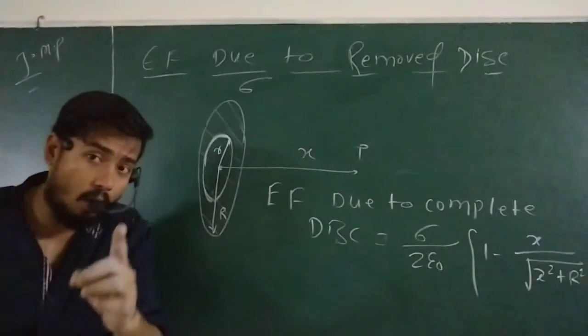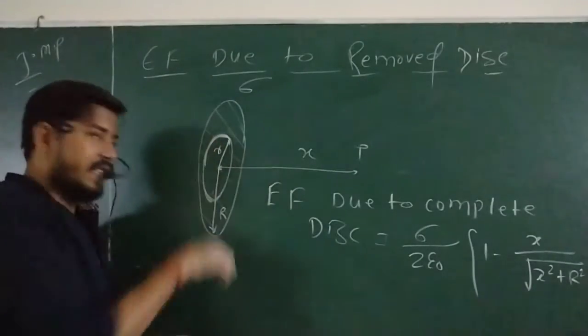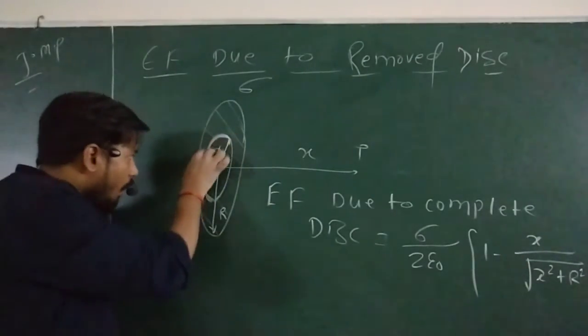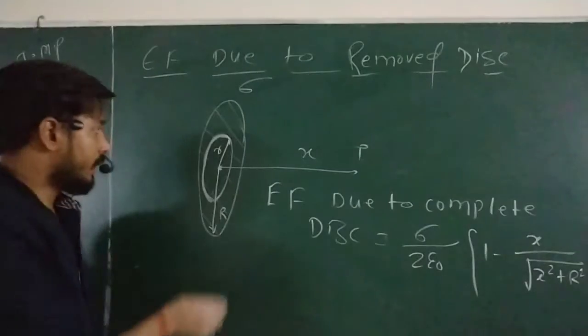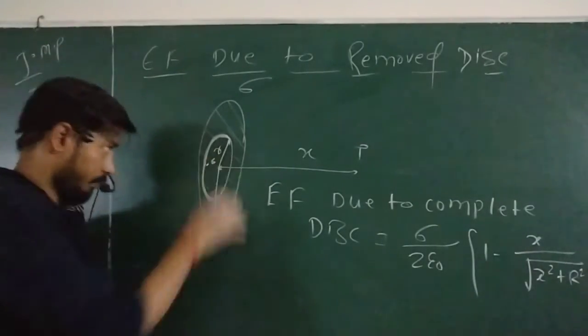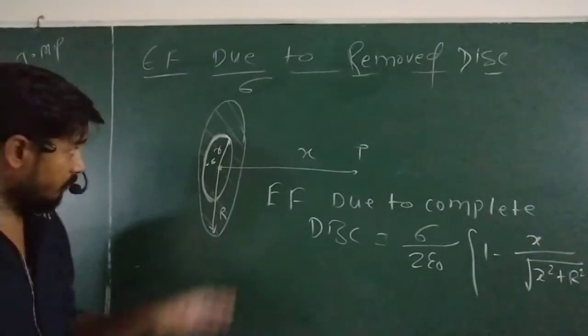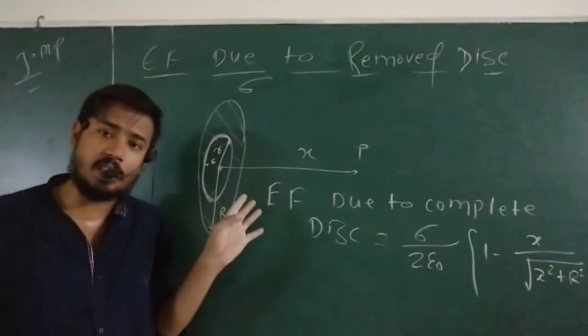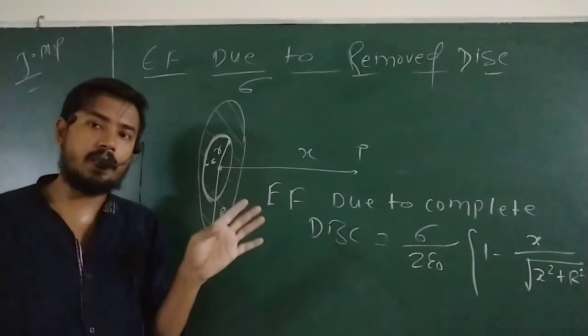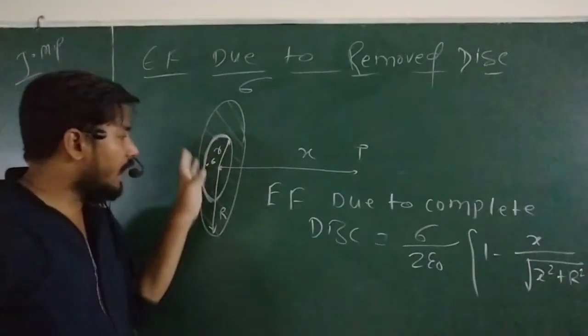Sir, we have done wrong. Yes or no? Because this is not a complete disk. This part is removed. No issue. Assume this is made up of negative charge density. Are you agree with this point? So this is made up of negative charge density.